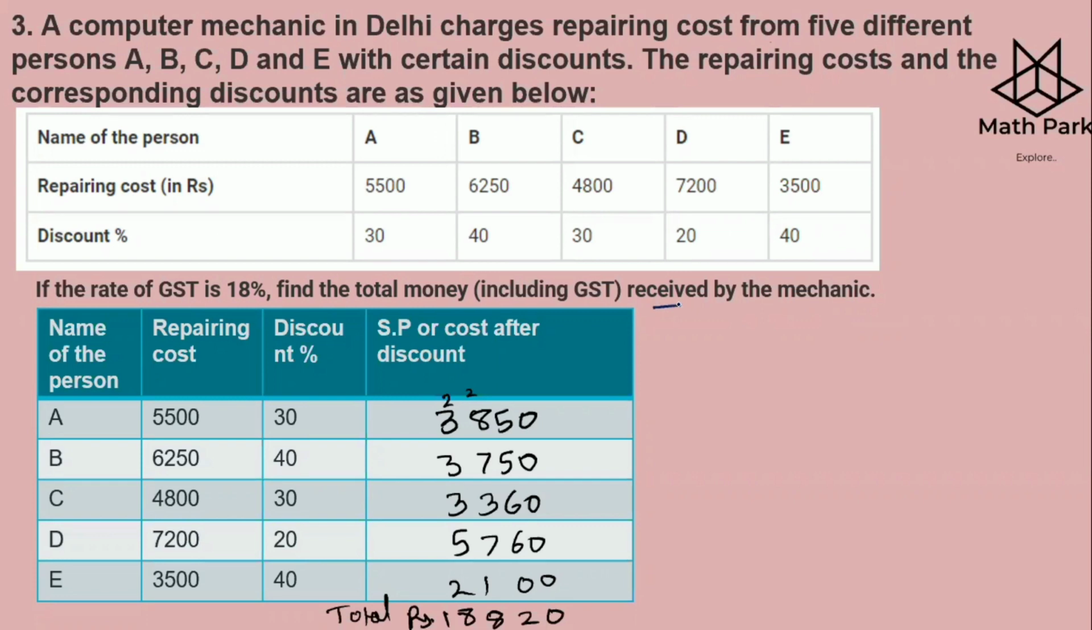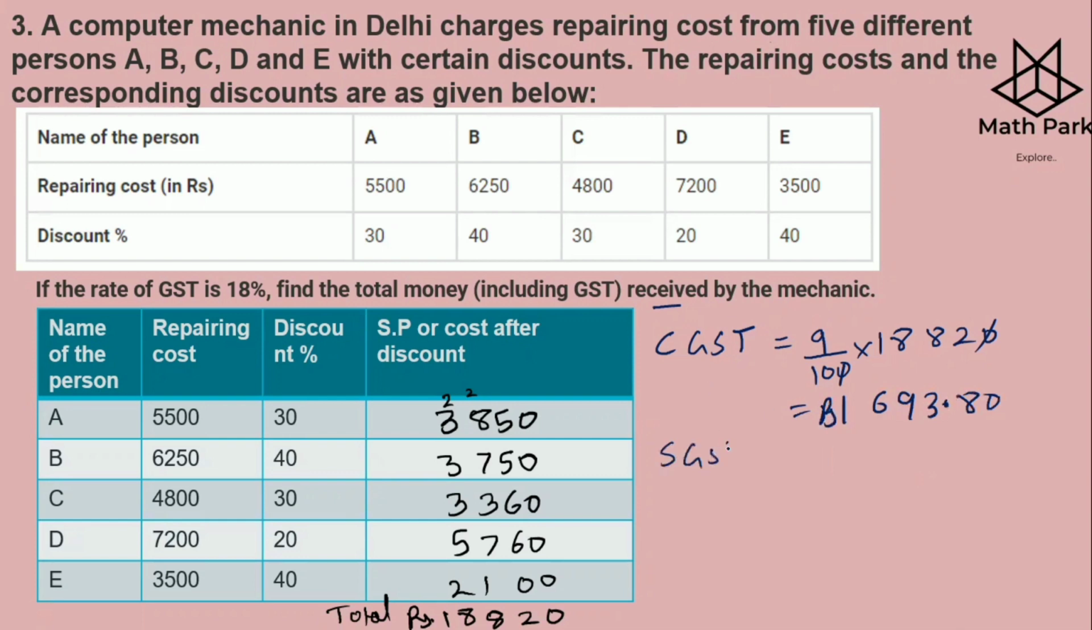Now, since this is within Delhi, he will have to pay CGST and also SGST. CGST is going to be 18% divided into two parts, so 9% of the total selling price. 9% is 9 by 100 times 18,820. Let us simplify this, or simply multiply 0.9 by 1882. 1882 multiplied by 0.9, you get 1,693.80. So this is your CGST.